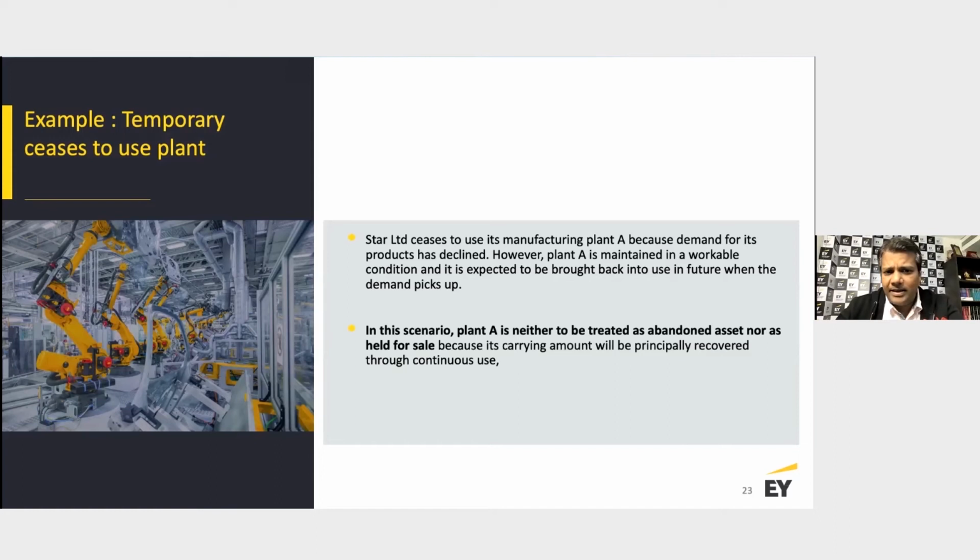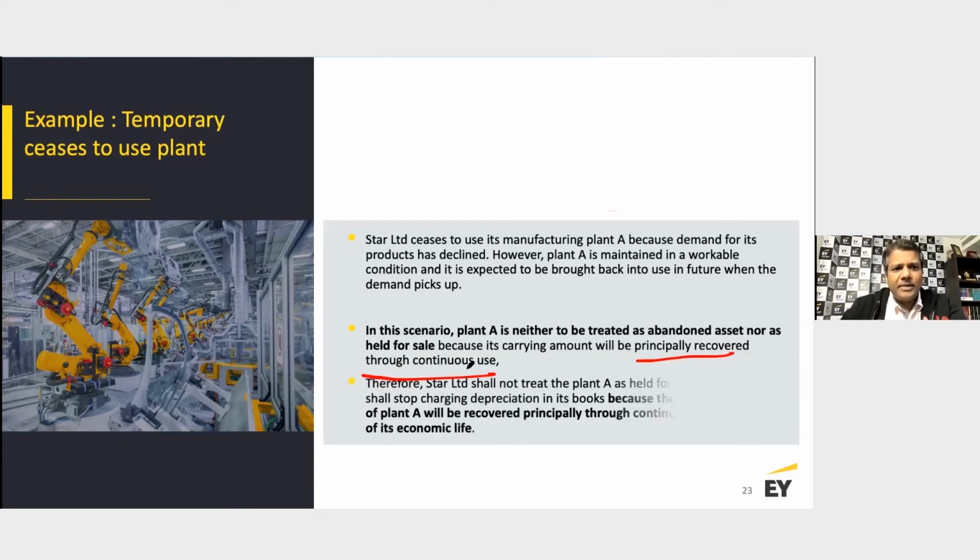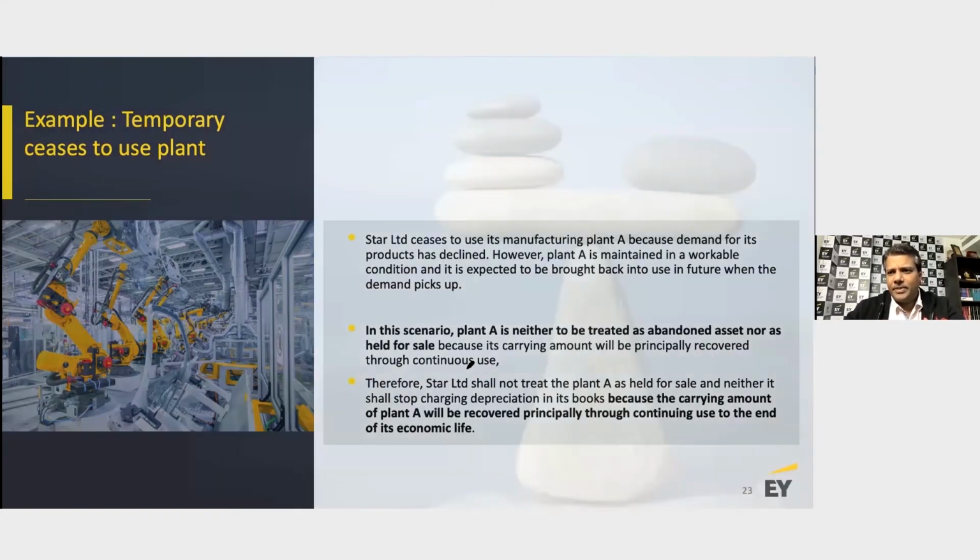So plant A is neither to be treated as abandoned nor as held for sale because its carrying amount will be principally recovered through continuing use. Star Limited shall not treat plant A as held for sale, and neither shall it stop charging depreciation in its books, because the carrying amount of plant A will be recovered principally through continuing use to the end of its economic life. That's an important example.